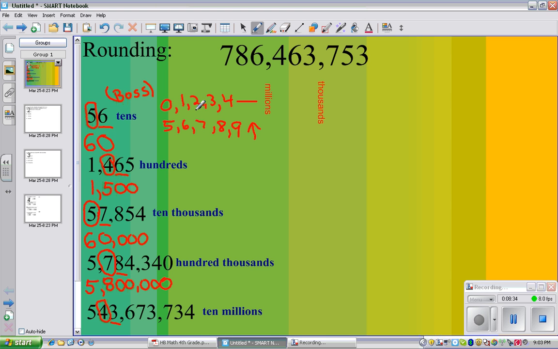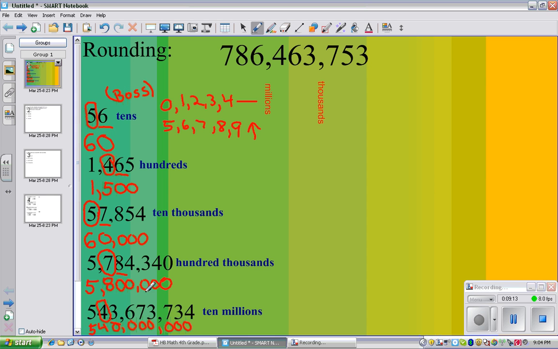Well, let's look up at our chart. If it is a 3, we are to stay the same. We never round down. So the 4 stays the same. The rest of our numbers become zeros. A lot of zeros. And we're almost there. Don't forget that all numbers to the left of the circled number also remain the same. Our correct answer now, 543,673,734 rounded to the nearest 10 millions, would be 540,000,000.